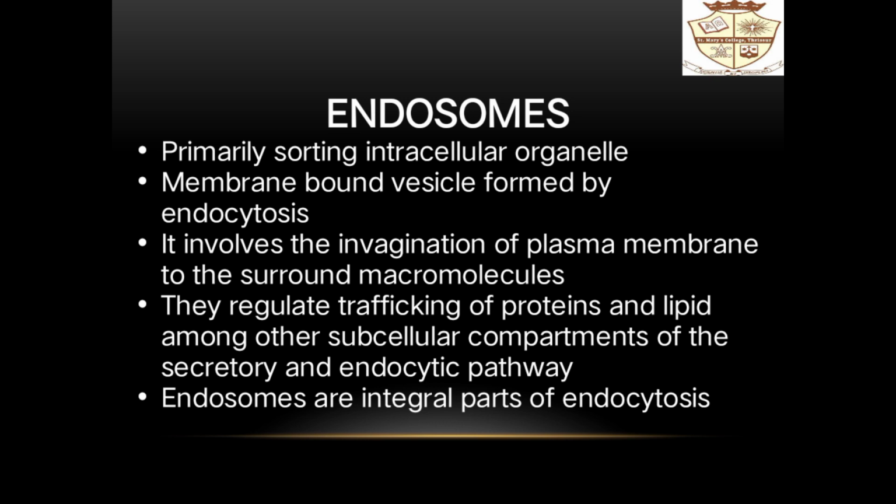Next is endosomes. Endosomes are primarily sorting intracellular organelles, membrane-bound vesicles formed by endocytosis, involving the invagination of the plasma membrane to surround macromolecules. They regulate the trafficking of proteins and lipids among other subcellular compartments of the secretory and endocytic pathway. Endosomes are an integral part of endocytosis.